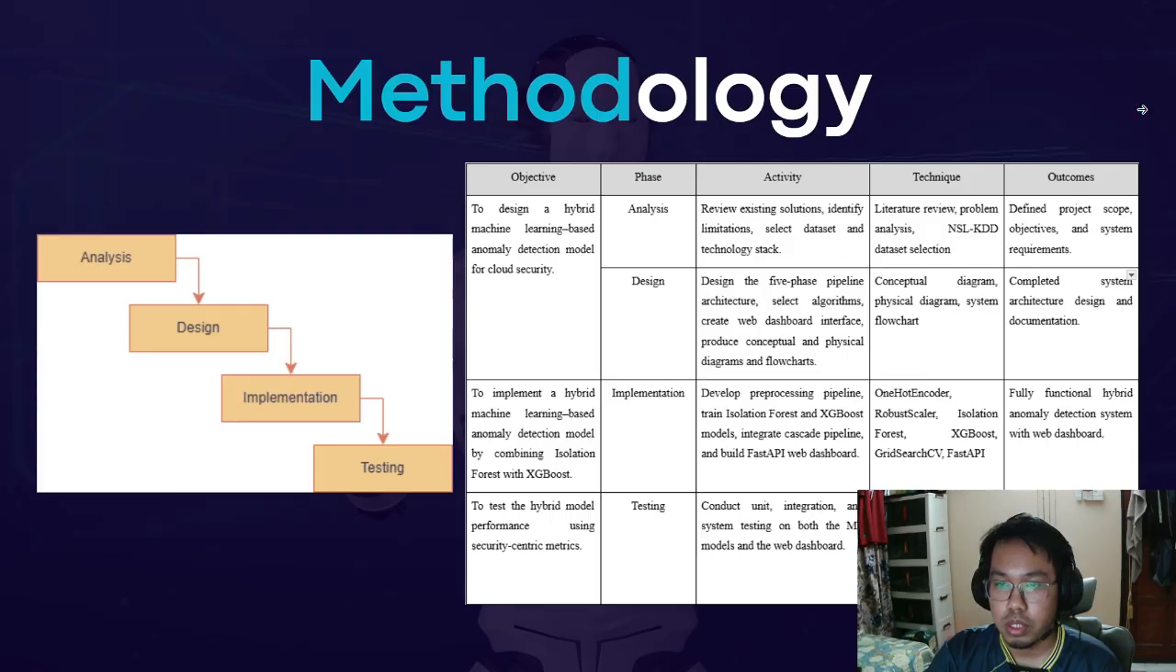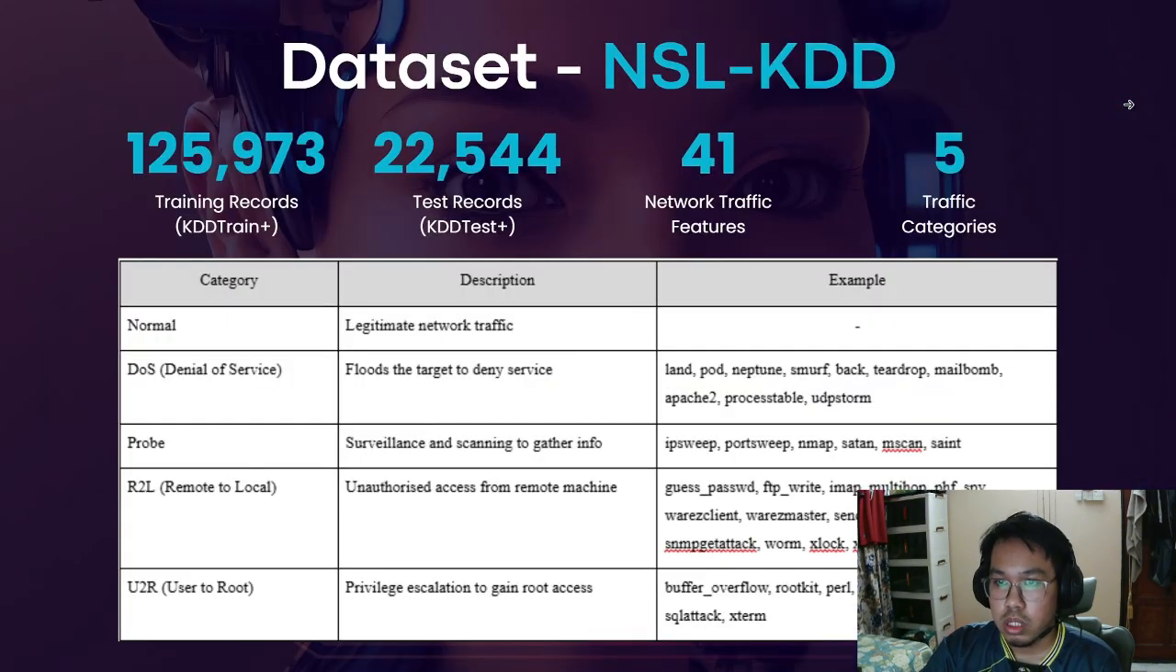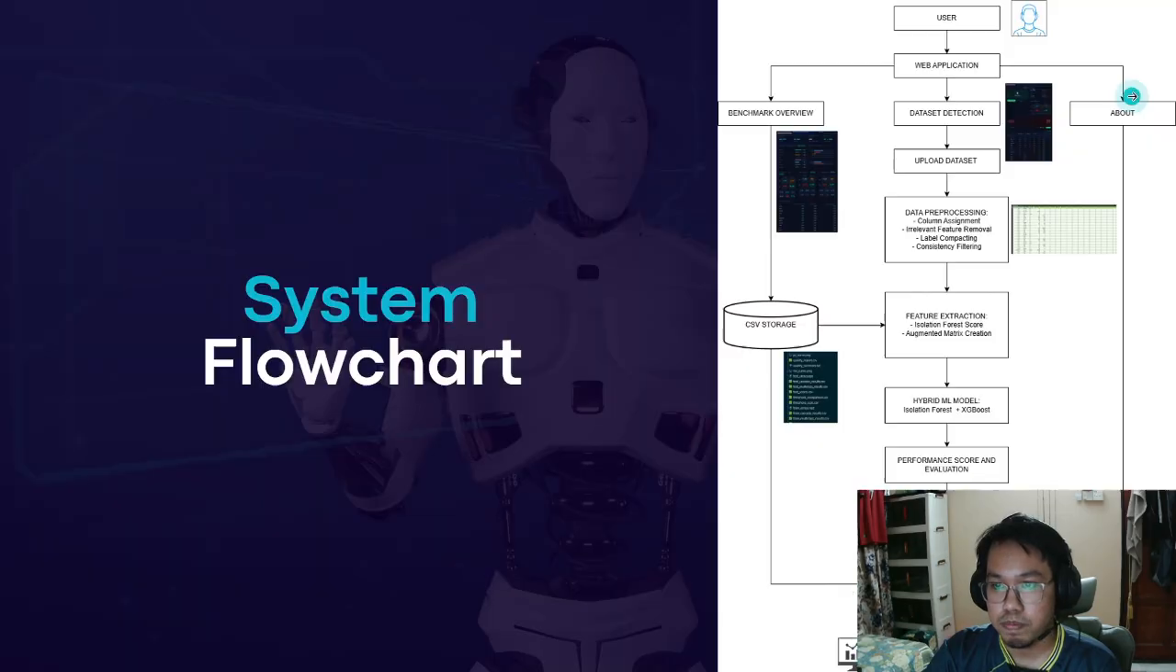Methodology. In this project, I use the 4 stages of iterative waterfall, which are analysis, design, implementation, and testing. We utilize the NSL-KDD dataset, which contains 125,000 training records, 22,000 test records, 41 network traffic features, plus 1 label feature. From the network traffic features, we categorize them into 5 traffic classes: normal, denial of service, probe, remote to local, and user to root.